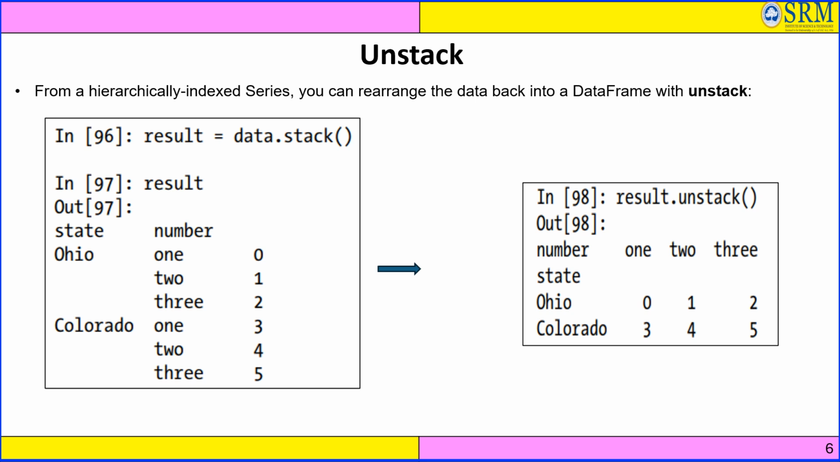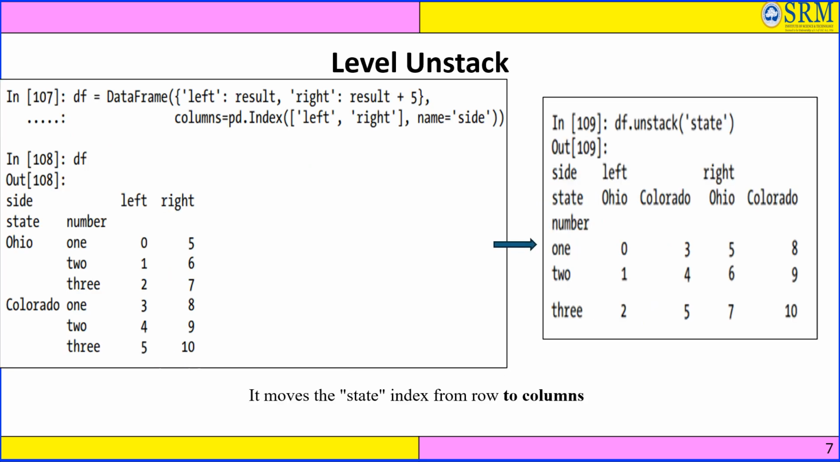Okay, and then unstack is converting rows to columns. It is thinner one converted into thicker one. So data dot stack. So this is already stacked, and then that has to be converted into the original format, unstack. So these 1 2 3 will be converted into columns. Okay, and another one is level unstack. Okay, so let's take this example.